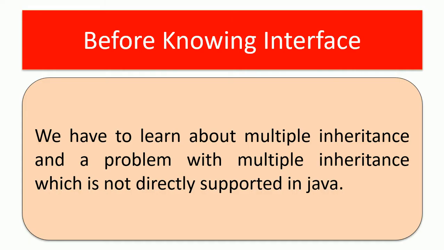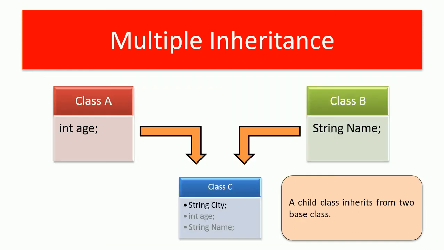Before knowing what an interface is, we need to learn about multiple inheritance and the problem that occurs with it. That is why it is not directly supported in Java, and that is why interface comes into the picture. So what is multiple inheritance? There is a child class C that inherits from multiple parent classes, class A and class B. In this example, there are no ambiguities or exceptions.